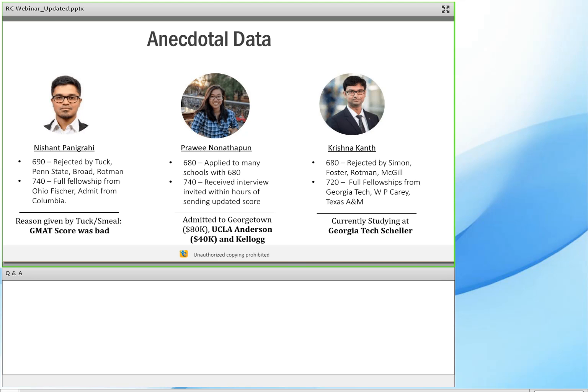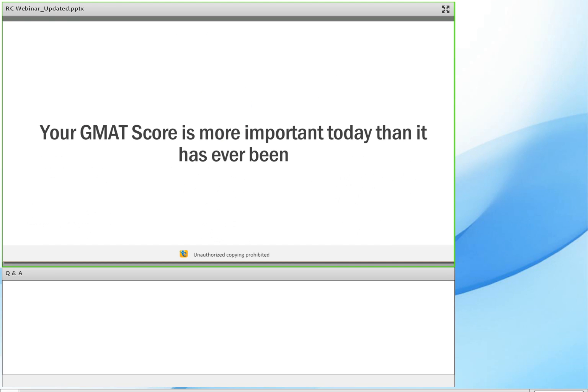She's actually just graduating from Kellogg. Krishnakant, in round 2, was rejected by a bunch of schools. In round 3, he enhanced his GMAT score to 720. He got a full ride, not just admits, from every school he applied to. Essentially, your GMAT score has been getting more important, and in round 1 of next year, I anticipate it to be way more important than it was 12 months back.